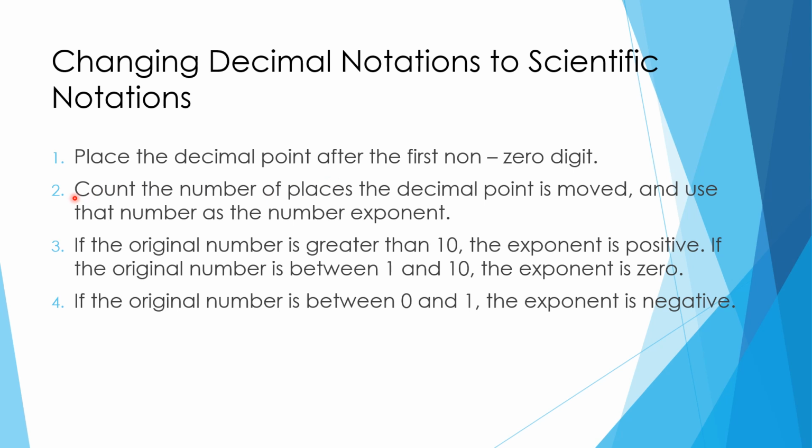Number 2, count the number of places the decimal point is moved and use that number as the exponent. Number 3, if the original number is greater than 10, the exponent is positive. If the original number is between 1 and 10, the exponent is 0. If the original number is between 0 and 1, the exponent is negative.